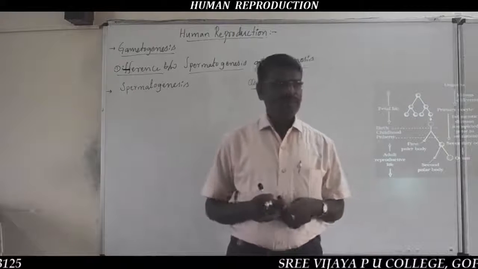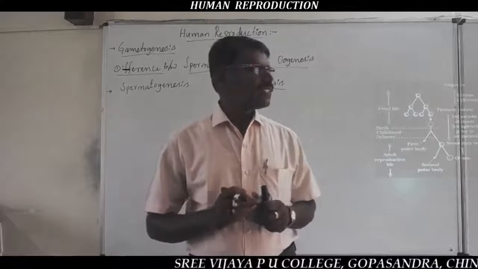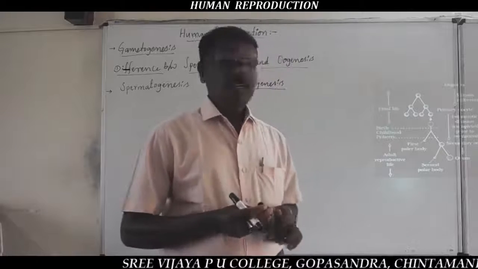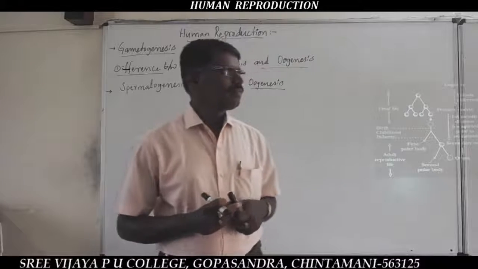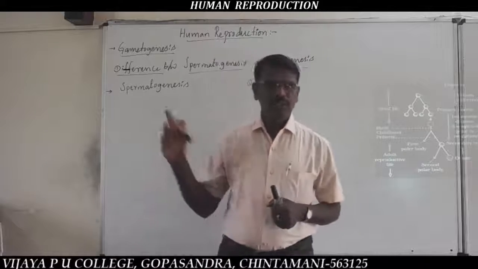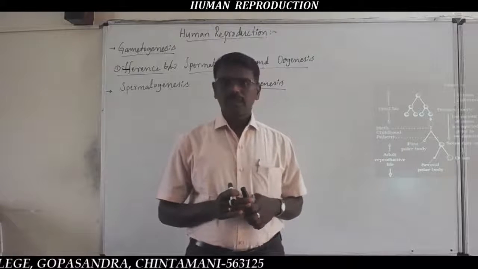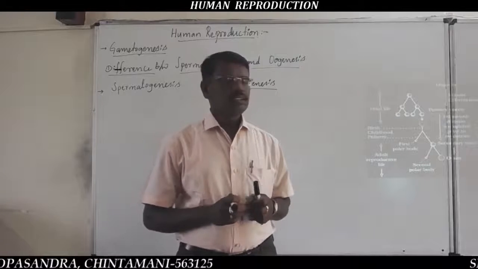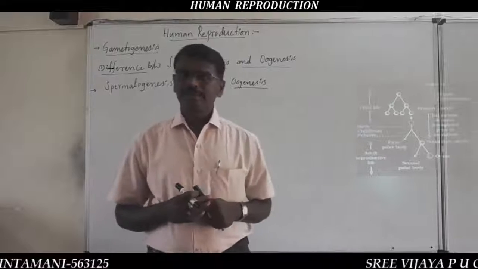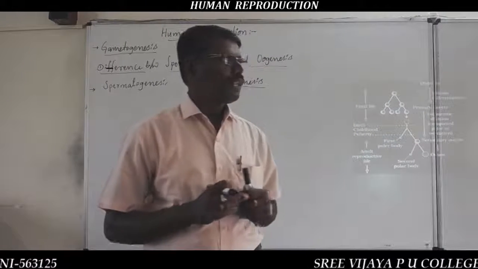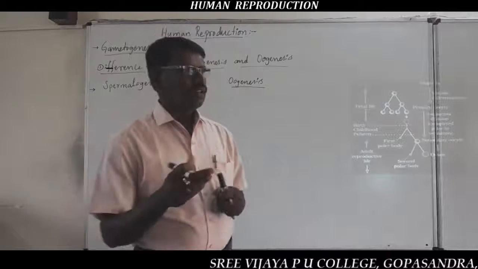Last class, we discussed gametogenesis. It is nothing but formation of gametes in gonads. It is of two types: spermatogenesis and oogenesis. Formation and maturation of sperms in testis is called spermatogenesis. Formation and maturation of a female gamete, that is ovum, in ovary is called oogenesis.